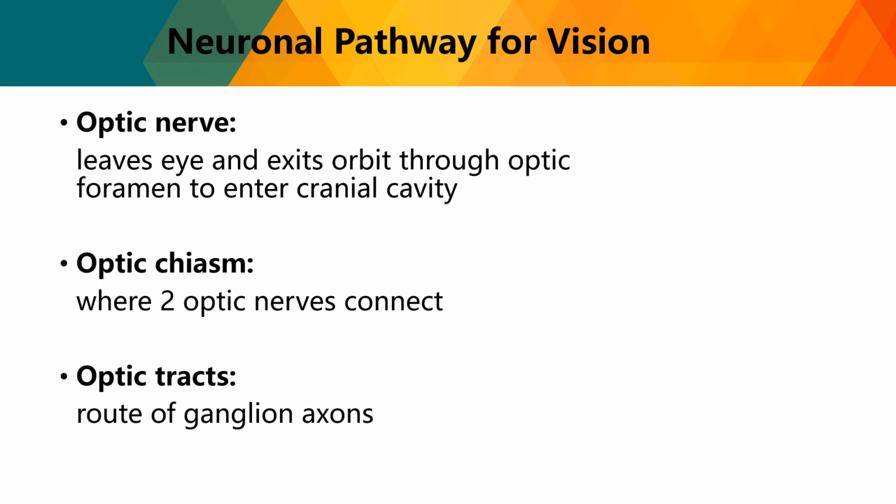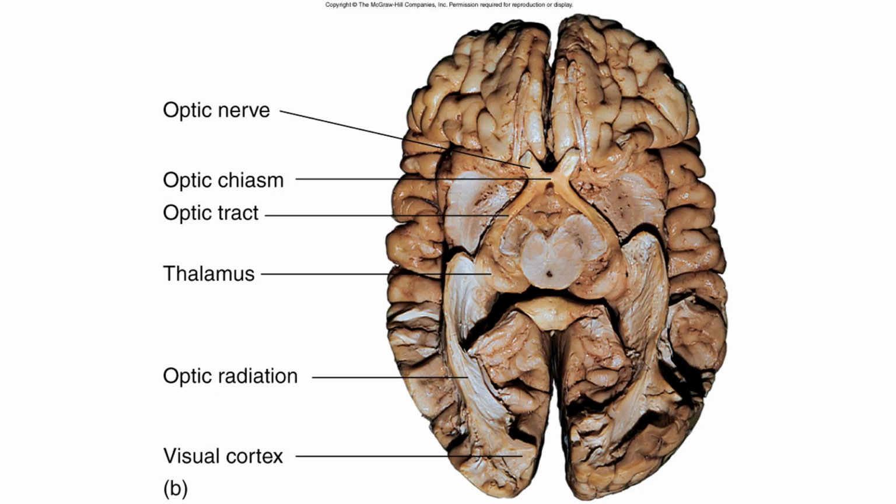You also have your optic chiasm where two optic nerves connect. And you have the optic tracts, which are the root of the ganglion axons. So this image represents how your optic nerve, the optic chiasm, and optic tract look like at the base of your brain. Okay? So kapag chinop si brain, si optic nerve ay ito, yung dalawa. So you have the optic chiasm where they converge or nagmi-meet, and then you have the optic tracts below. And then the thalamus, you also have the optic radiations at the side, and of course the visual cortex at the back.